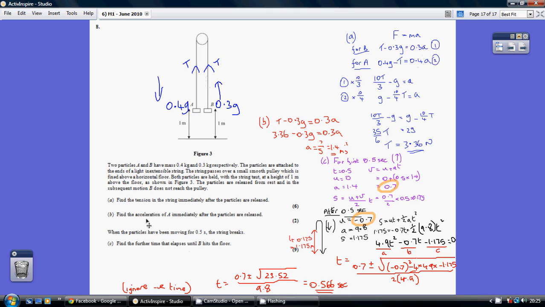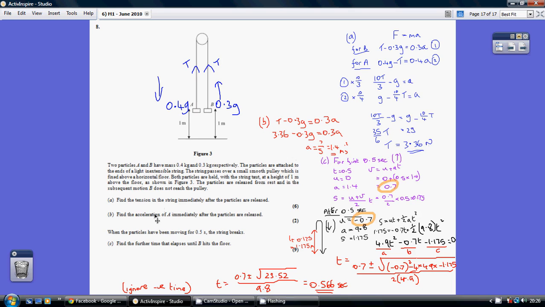So we're being asked firstly to find the tension. In order to solve this simultaneous equation we need to eliminate the acceleration. So I've chosen to multiply the first one by 10 over 3, the second by 10 over 4. That means they're both now equaling A, so I can make them equal to each other. G is obviously 9.8, so T is then my only unknown, so T is 3.36 newtons.